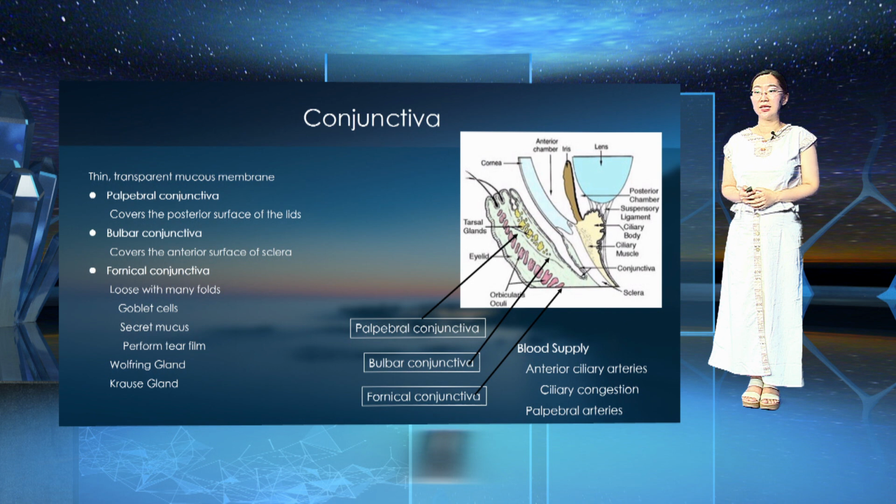Fornical conjunctiva contains goblet cells, glands of Wolfring, and glands of Krause. Goblet cells can secrete mucus. The mucus, as it forms, pushes aside the goblet cell nucleus and is necessary for proper dispersion of the precorneal tear film. The conjunctival arteries are derived from the anterior ciliary and palpebral arteries. Congestion of the anterior ciliary artery is called ciliary congestion.